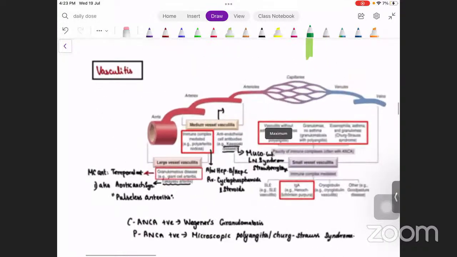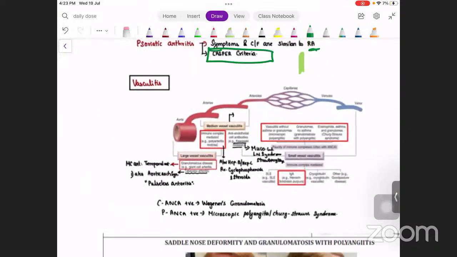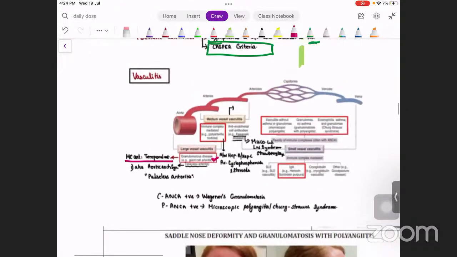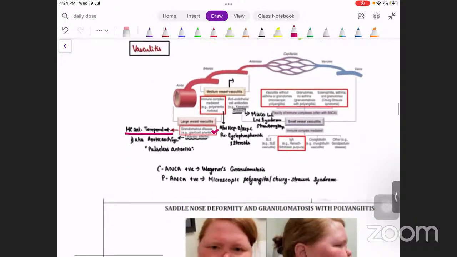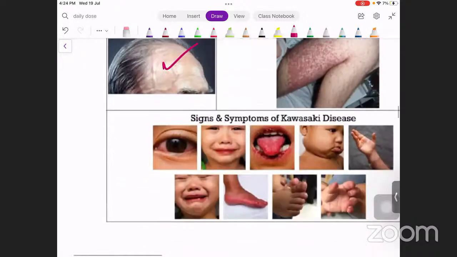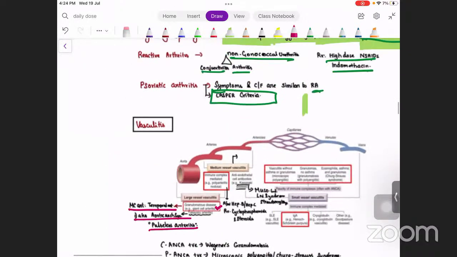Then vasculitis: we have large vessel vasculitis, medium vessel vasculitis, and small vessel vasculitis. Speaking about large vessel vasculitis, these are granulomatous diseases. The first one is giant cell arteritis, where the most common artery involved is the temporal artery. Apart from that, there is Takayasu arteritis, with pulseless disease associated with the aortic arch, which is why it is also known as aortic arch syndrome. So that is Takayasu arteritis.